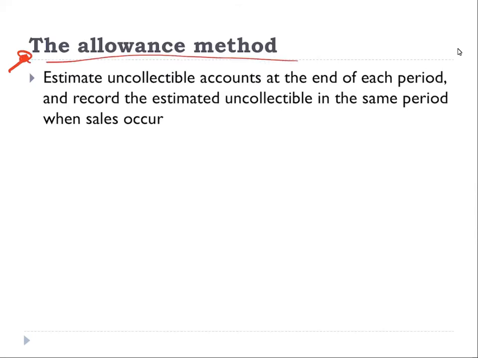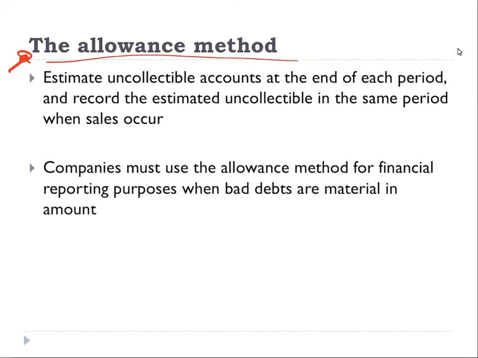Under the allowance method, we need to estimate the uncollectible accounts at the end of each period and record this estimated amount in the same period when sales occur. So whenever we make a sale, we need to estimate how much of this sale is going to turn out to be uncollectible in the future, and then record this estimated amount. The company must use the allowance method for financial reporting purposes when bad debts are material in amount.